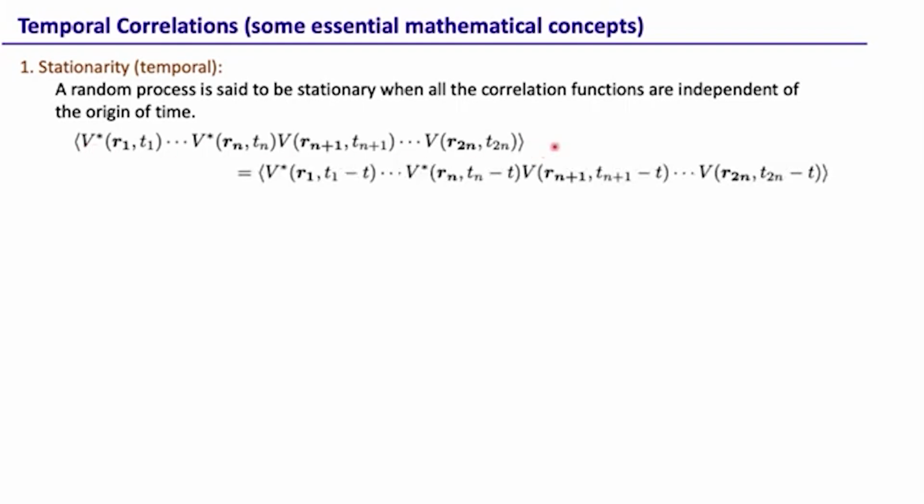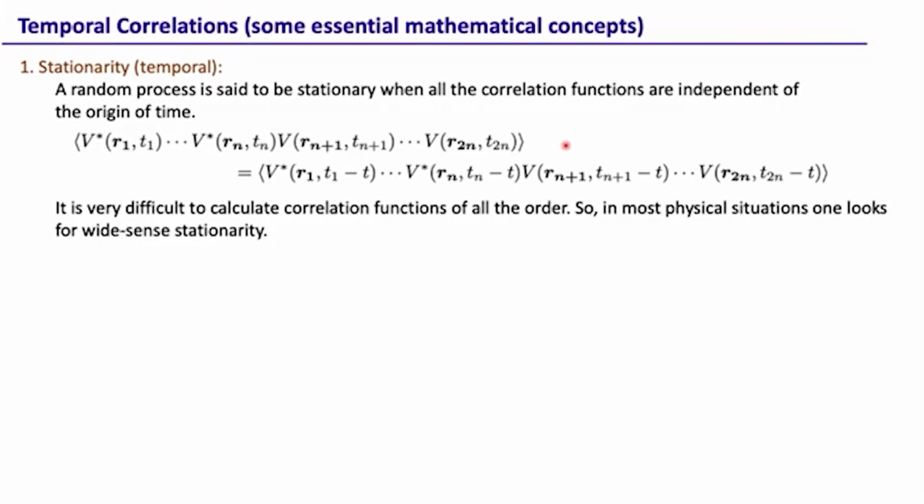So, for this function to be independent of the origin of time, what we need to have is that this is equal to this. And what is this? This is just this correlation function, but just translated in time. So, instead of T1 it is just T1 minus T, and Tn minus T, instead of Tn plus 1 just Tn plus 1 minus T and so on, just translated in time. So, it's just shifting the origin of time, that doesn't change the correlation. If that happens, then the process is said to be stationary.